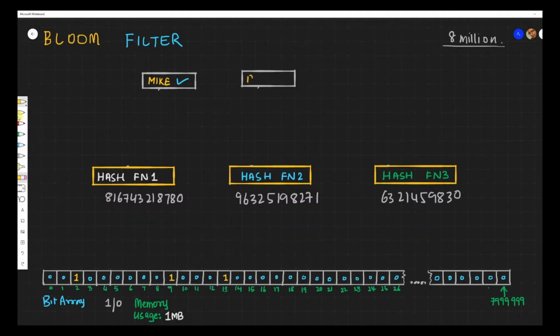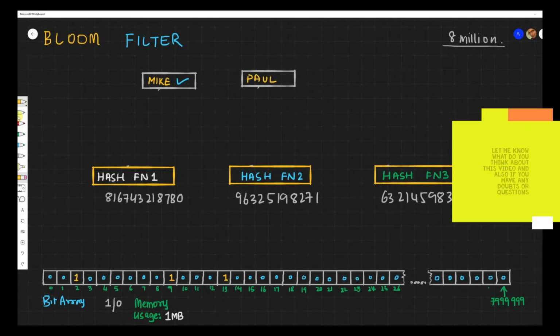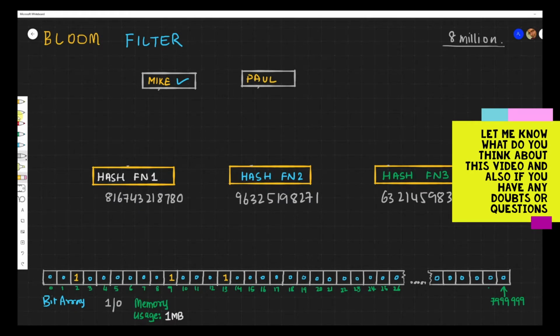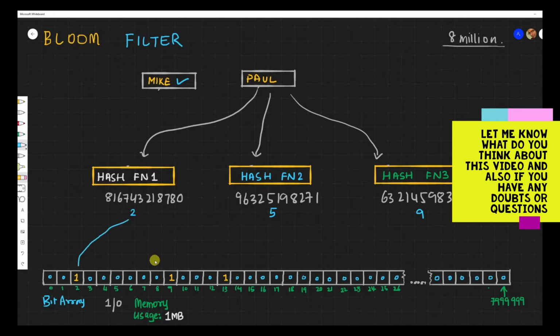Say I get an input like Paul. And what I again do is I pass it through all my hash functions over here. So let's say Paul is passed to these 3 functions over here. And for the sake of simplicity, let's take some smaller numbers, and let's say this has produced a 2, this has produced a 5, and this has produced a 9. So you can see that 2 and 9 are also produced by mic, right? So what I'll do is it will go and check 2. It'll see that the value is already a 1, right? Then it will go to 5.